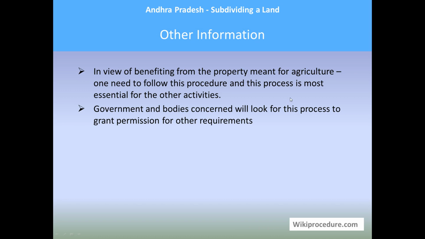Other information: in view of benefiting from the property meant for agriculture, one needs to follow this procedure, and this process is most essential for other activities. Government and bodies concerned will look for this process to grant permission for other requirements when you apply.